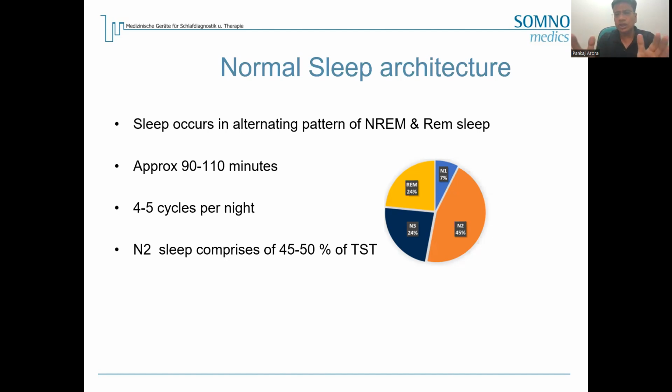Out of the whole night's total sleep time, N2 comprises the most of any sleep stage. It comprises at least 45 to 50% of the total sleep time in the whole night. N1 takes around 5 to 10%, N3 around 20 to 25%. Similarly, REM also takes around 20 to 25%.